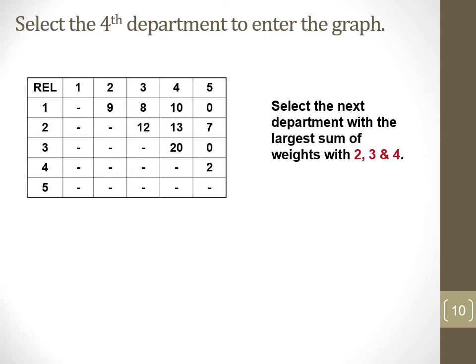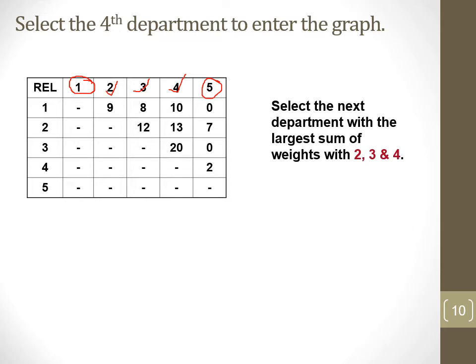So the next step is to select the fourth department to include in the graph. Okay, and which departments are remaining? Remember, we already selected departments 2, 3, and 4. So these are already included in the graph. So I'm going to select either 1 or 5. And in order to select 1 or 5, I need to calculate their weights with the already selected departments.